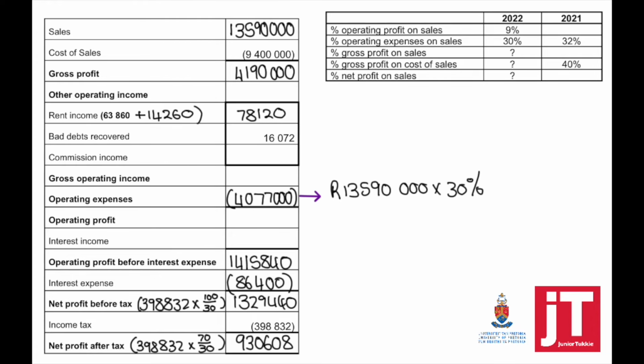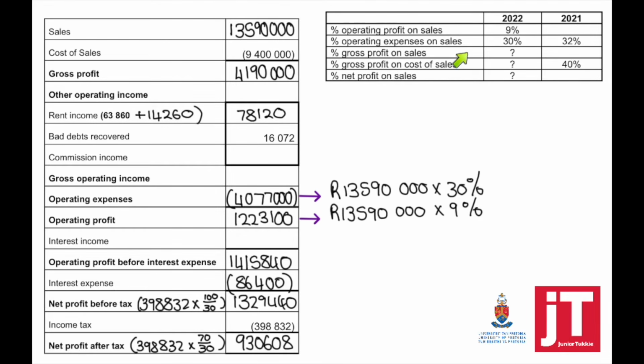Using our financial indicators, we can now calculate the operating expenses. Why? They provided the operating expenses on sales and they said it was equal to 50%. We have calculated the sales. Now we can simply take the sales and we times it by 30%. And this will provide me with the operating expenses.